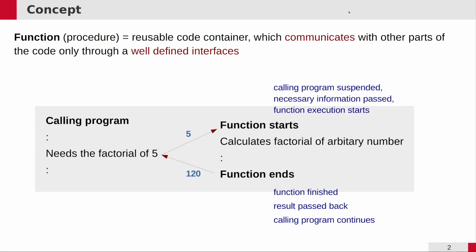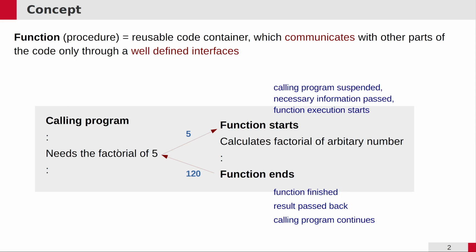So basically the concept of the function is actually quite simple. You want to put a certain algorithm into a separate code block which can be written and tested independently from the rest, and this separate code block should communicate with the other parts of the code only through a well-defined interface. What does it mean?